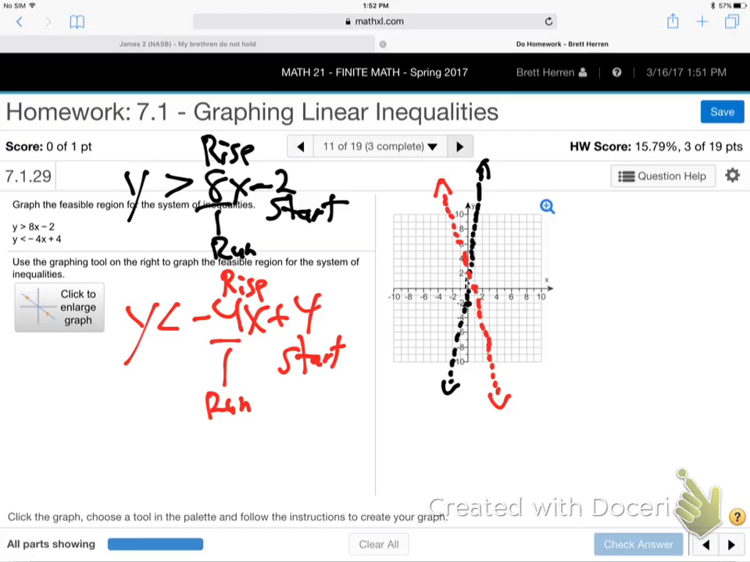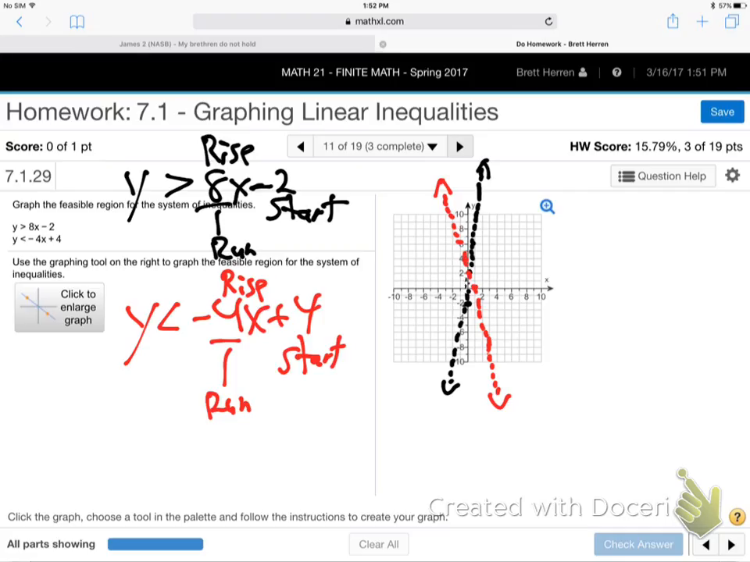So are you ready for me to go to the next step? I've got to do the shading now. So everybody get how I'm doing those lines? For the black one, I started at negative 2, went up 8 over 1. For the red one, I started at up 4, went down 4 over 1. So we've got the 2 lines.